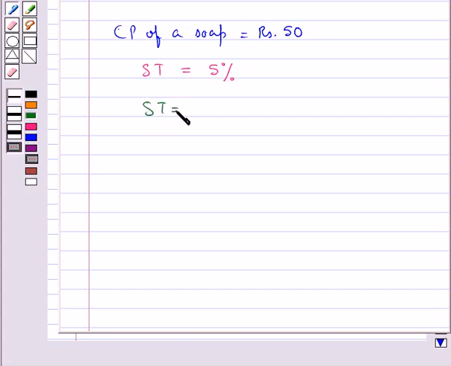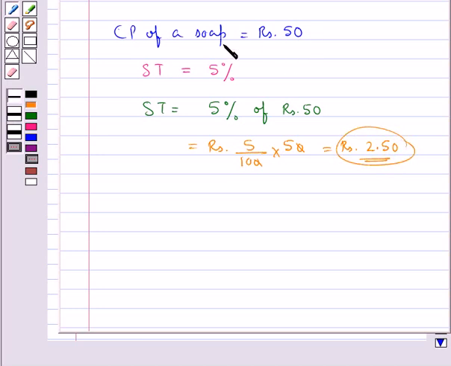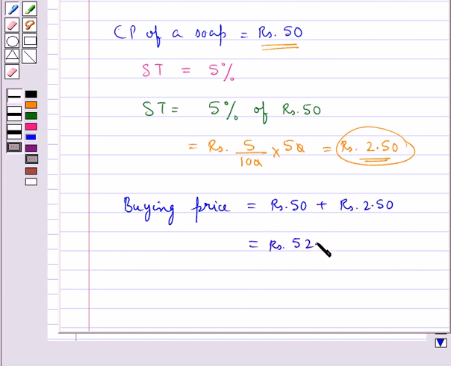We have sales tax is equal to tax percent, that is 5%, of the bill amount, that is rupees 50. This would be equal to rupees 5 upon 100 into 50, and this is equal to rupees 2.50. that is, this much sales tax would be added on the purchase of the soap of rupees 50. Thus we have the buying price would be equal to the cost price of the soap, rupees 50, plus the sales tax, that is rupees 2.50, and this is equal to rupees 52.50 is the buying price of the soap.